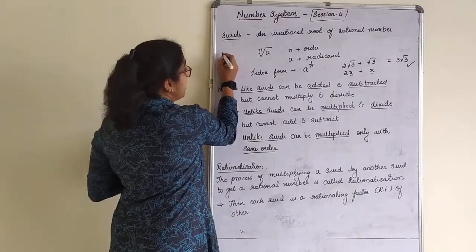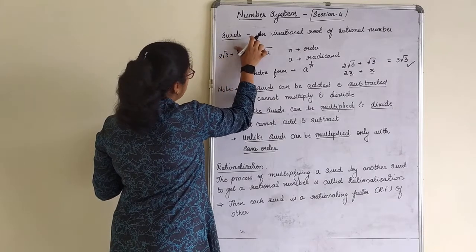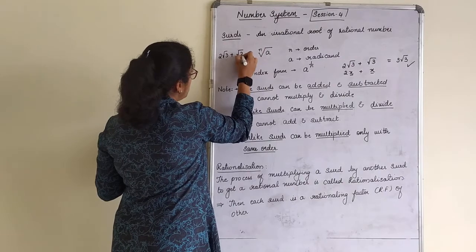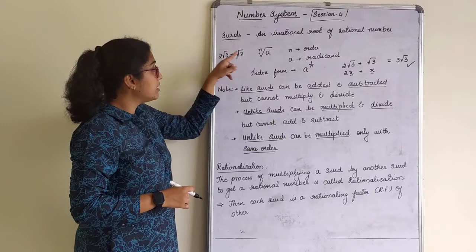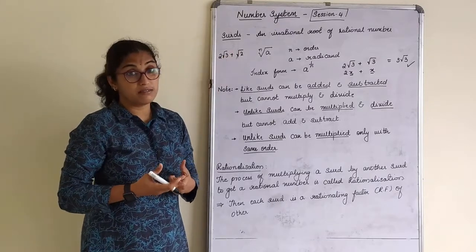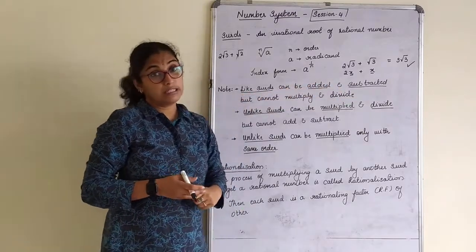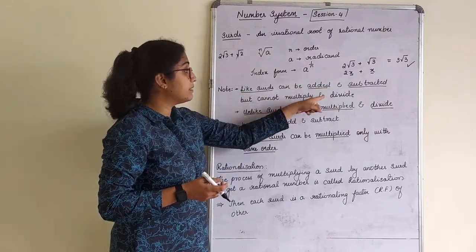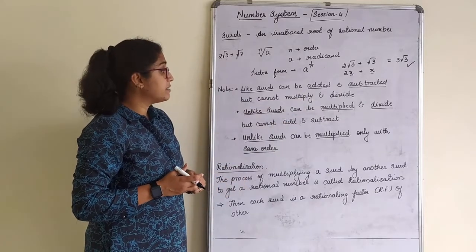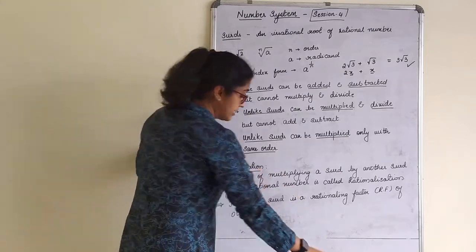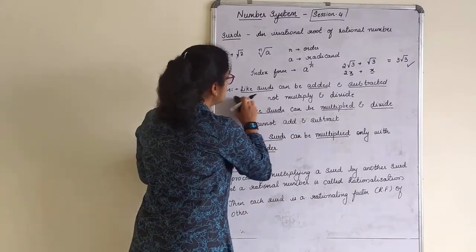Unlike surds, if I tell you 2 root 3 plus root 2, can I add this? No, I cannot add because it is root 3 and root 2. These are unlike surds or unlike terms, what we call. So only like surds can be added or subtracted. Multiplication is possible everywhere.